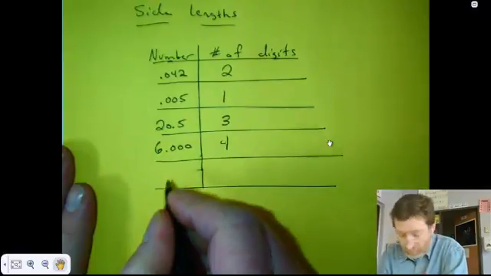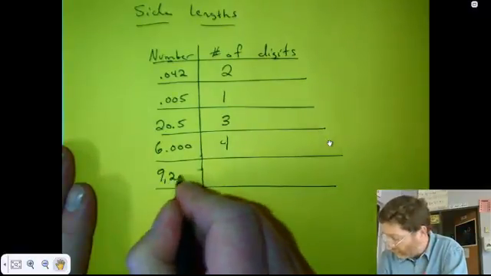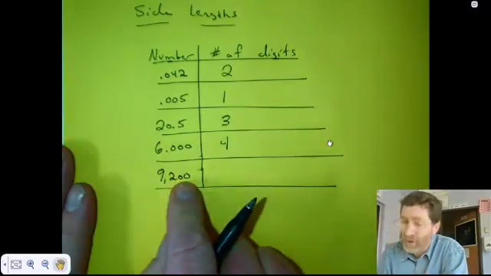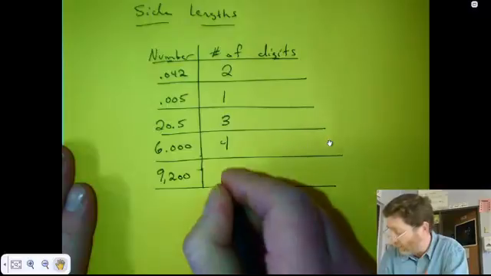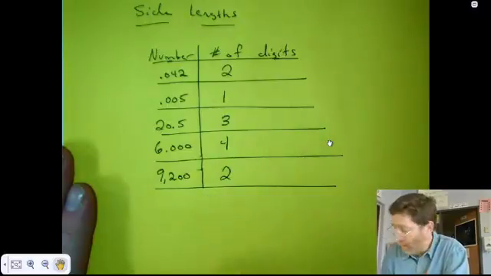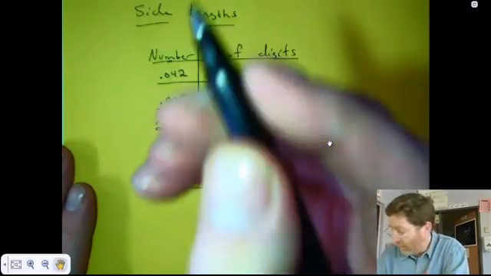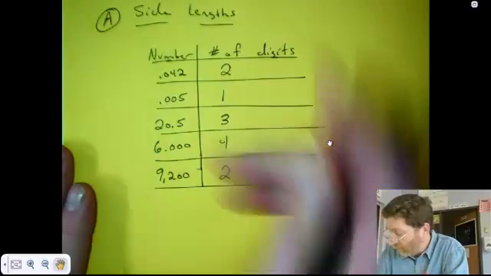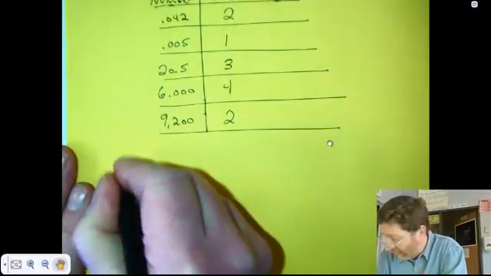But in the number 9,200, these zeros are not significant. They hold place value. And so this would only have 2. Now, the other thing we're going to add here is the significant digits in angles.